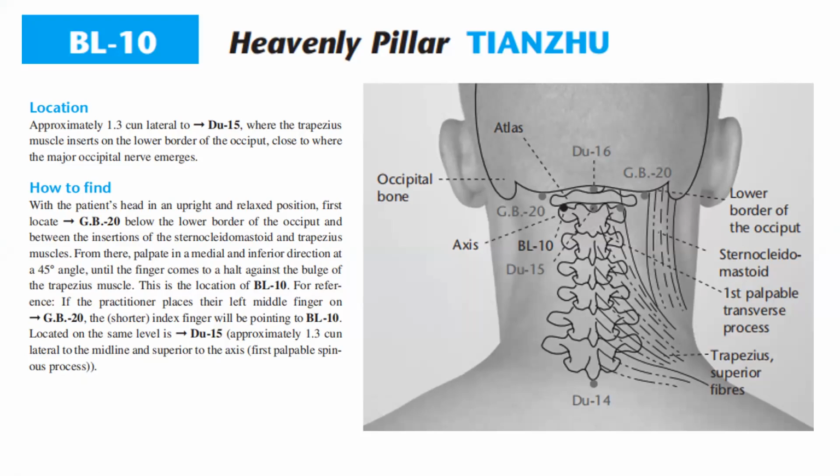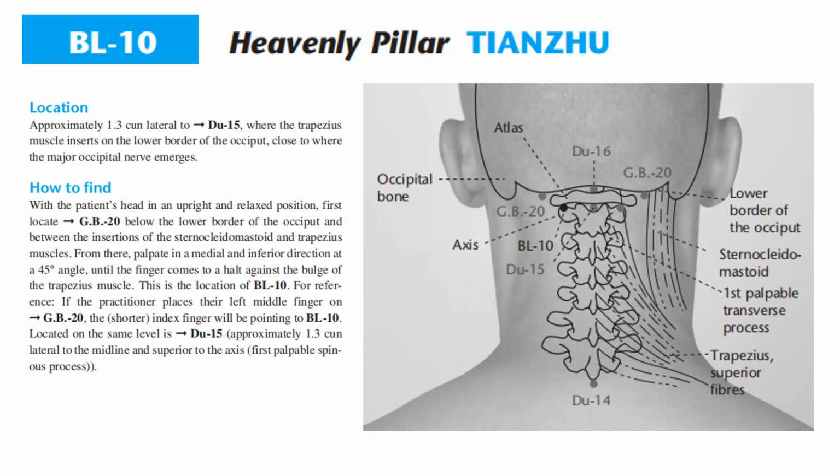How to find it: with the patient's head in an upright and relaxed position, first locate GB20 below the lower border of the occiput and between the insertions of the sternocleidomastoid and trapezius muscles. From there, palpate in a medial and inferior direction at a 45 degree angle until the finger comes to a halt against a bulge of the trapezius muscle. This is the location of bladder 10.